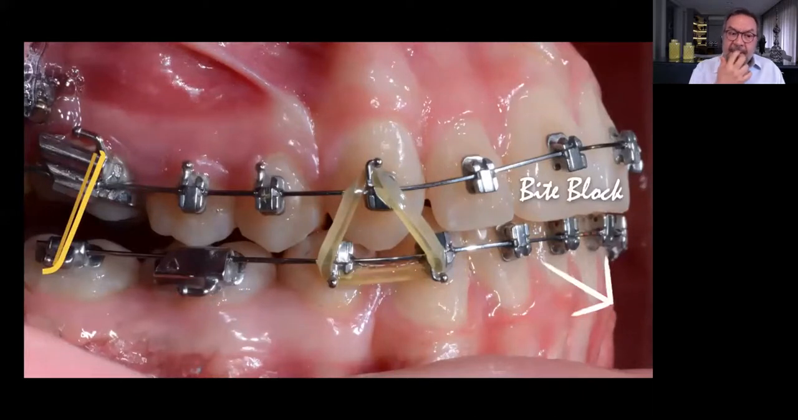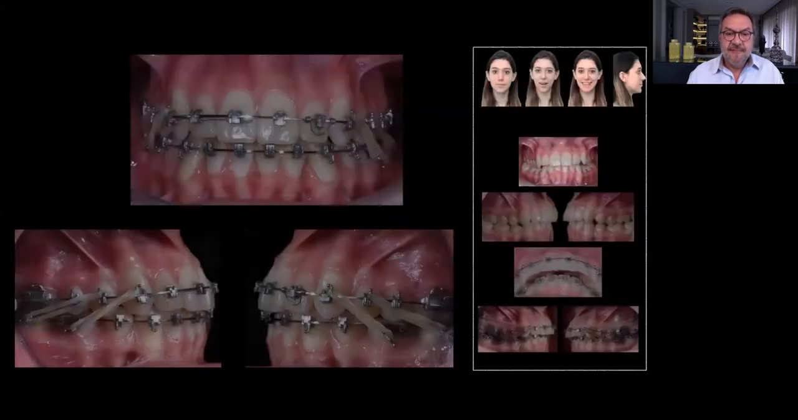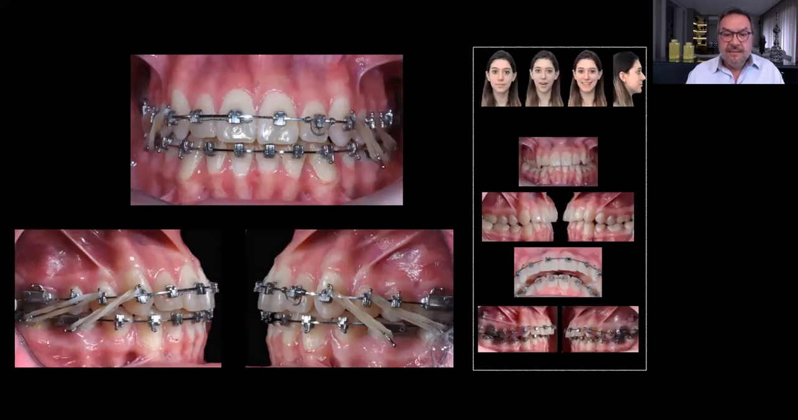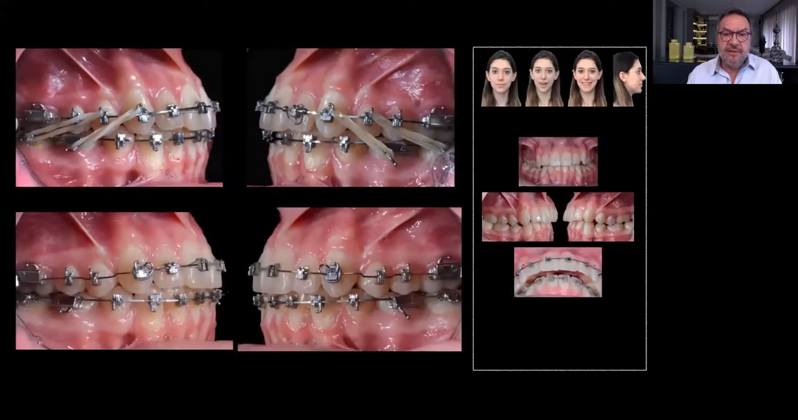Now we removed the buildup and put a bite ramp in the anterior teeth. This way we can use a flattened upper arch wire, and we are going to use elastics in the posterior teeth. Now we have here a coin in the lateral, I mean the lateral 22, to promote a specific inverse torque for the lateral. And both short class two elastics.